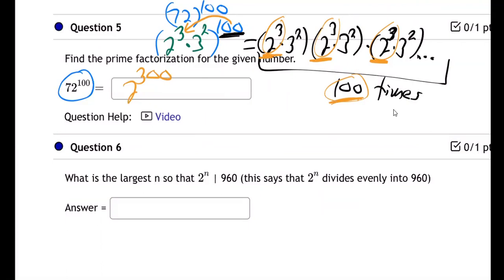And if you have 2 3's 100 times, then you have 200 3's. So you just multiply those, and there it is. There's our answer. That's the prime factorization. There must be 300 2's and 200 3's in 72 to the 100th power. We just broke down the 72, 3 2's and 2 3's, and then take that 100 times. There we go.